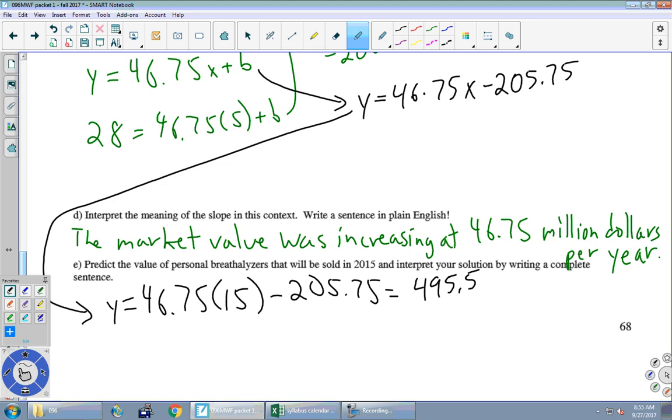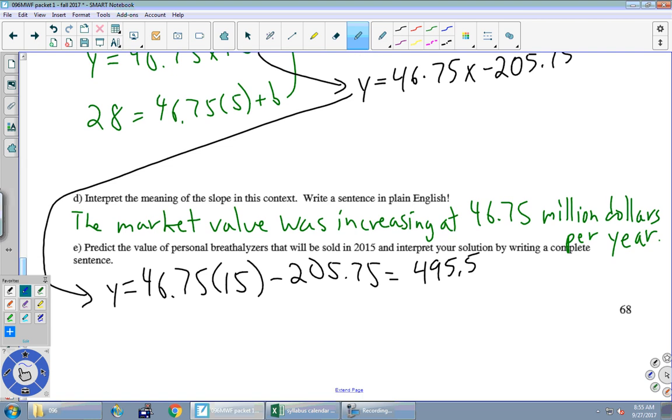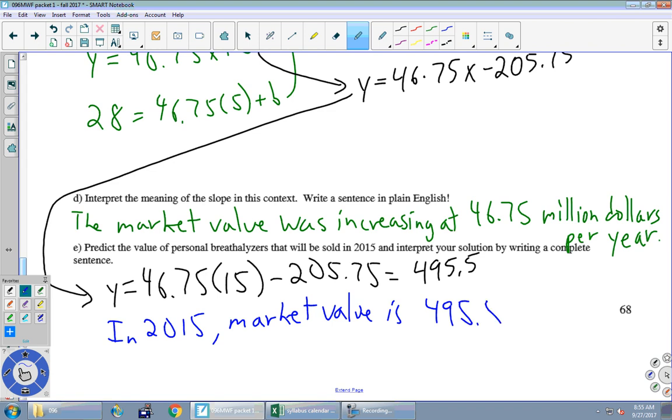495.5, and then we'll just write our little sentence. The sentence just needs to contain the two numbers, 2015 and 495.5. So here we go, something like in 2015, market value is 495.5.